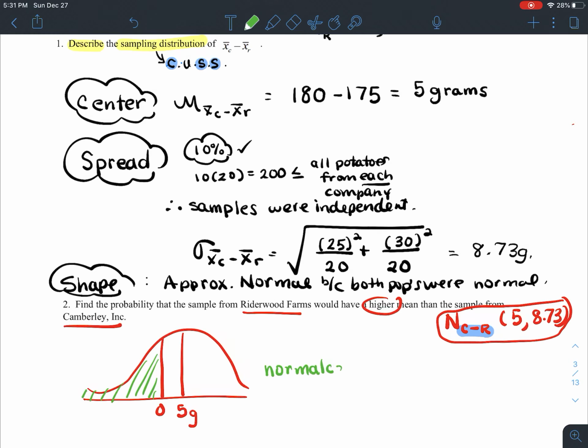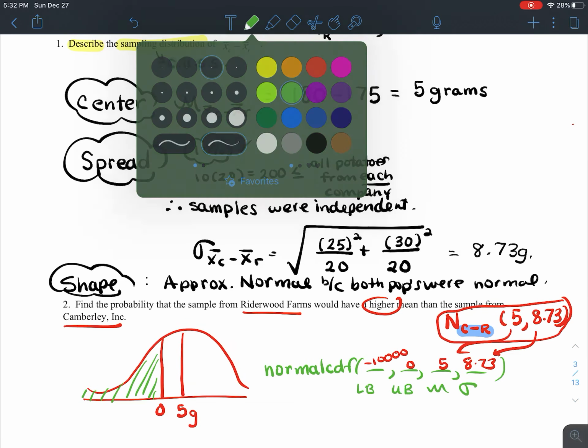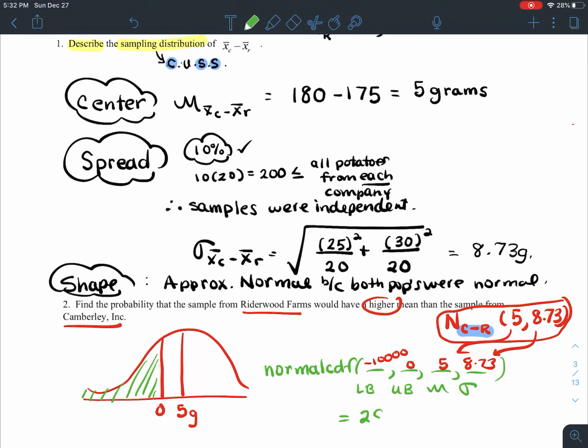Okay, so now I'm going to be doing normalcdf. Here are my inputs that we always need to make sure that we are labeling. My lower bound, I'm going all the way back in the left tail, so negative 10,000, and the upper bound is 0. The mean and the standard deviation I'm just pulling right from each of these, and I get my answer: there's a 28.34% chance that Riderwood would have a larger mean than Camberley.